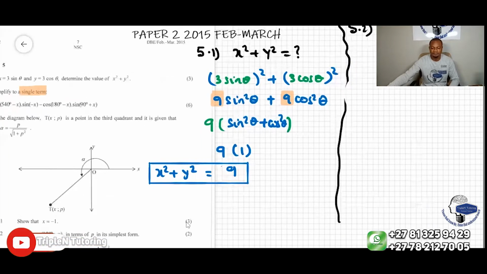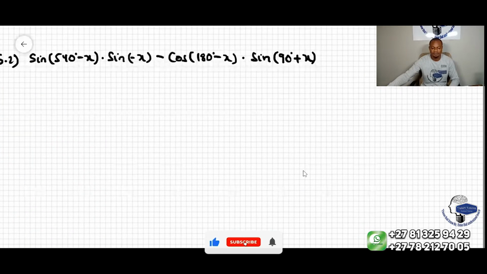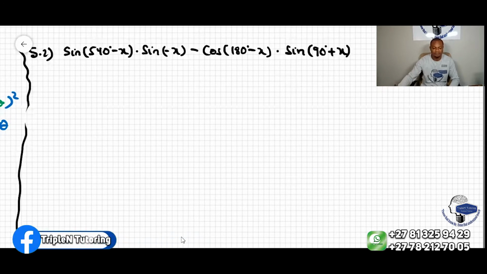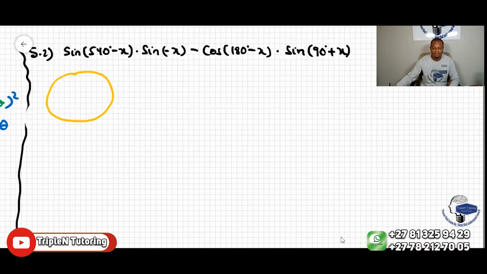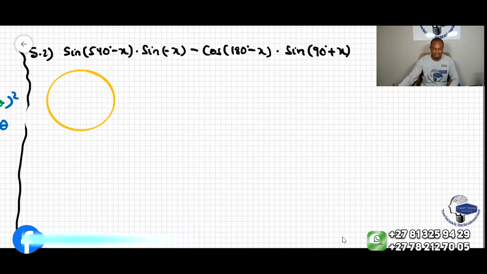Now, here is the question, 5.2. I want to first start by drawing a circle here. Let's say this is a circle. Maybe I'll try to make it more accurate. Let's say this one is a circle.